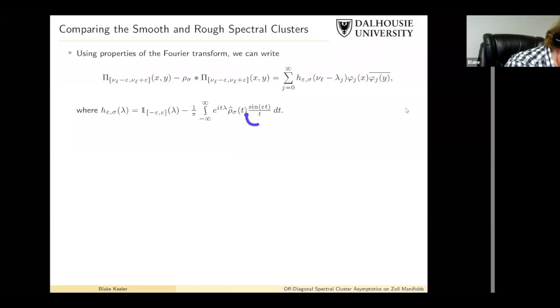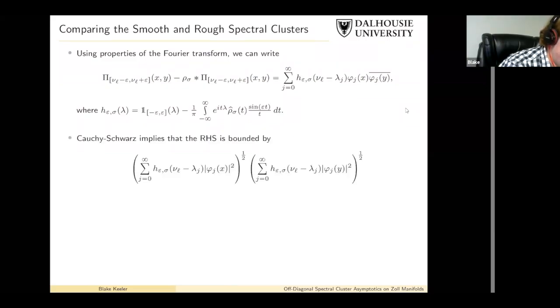Recall that this sine of epsilon t over t is what you get when you take the Fourier transform of this rough cutoff. We've just introduced this extra rho hat of t that makes the support on the Fourier side compactly supported, and therefore, as a function of lambda, it's smooth.